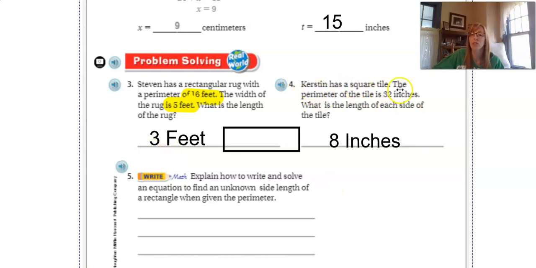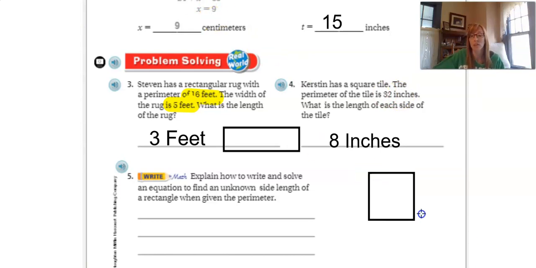All right, so Kirsten has a square tile. This time it's a square. So if you have a square, that means all sides are the same.